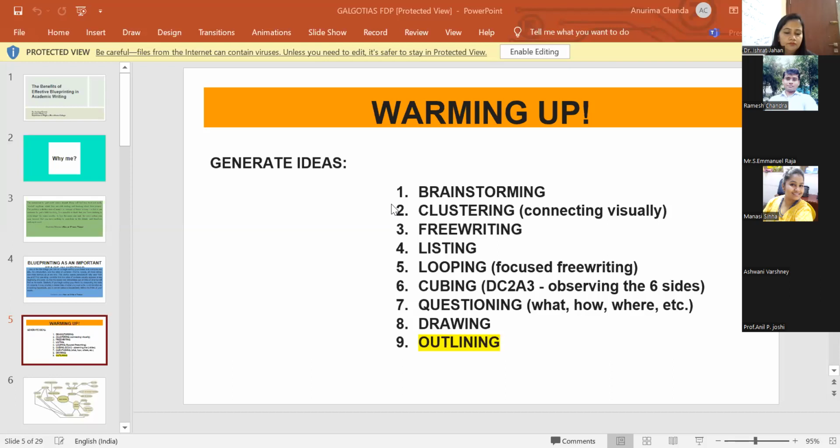Questioning comes very easy to me. So, why am I writing this? How am I going to do this? What are the sources that I'm going to look at? This is a very, very interesting way. Drawing, sometimes even drawing helps. I've actually seen this happening where my students used to come up with sheets and make this entire diagrammatic representation of their topic. And that used to work really well.